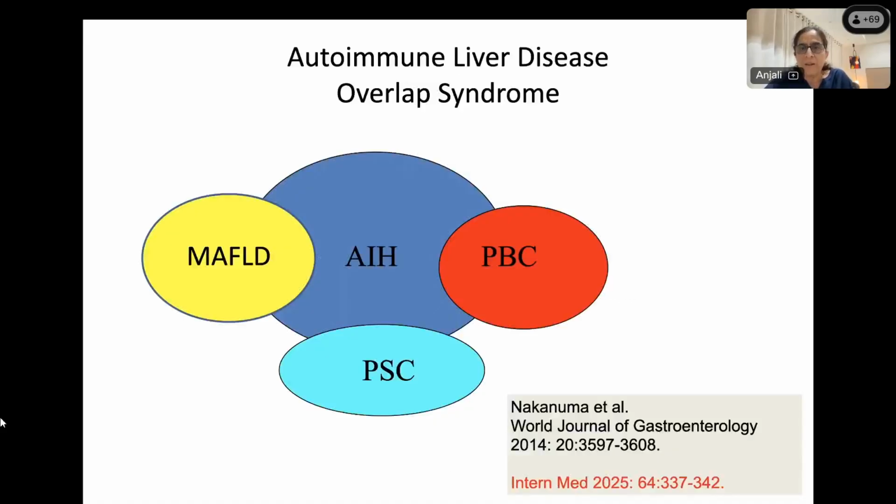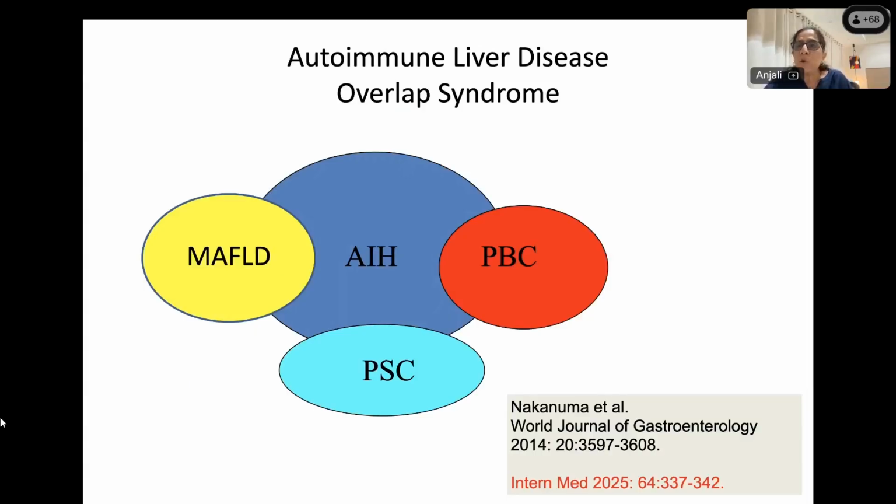Now this is my second last slide. I would like to say here that almost 80% of cases of autoimmune liver diseases are chronic liver diseases, but there are 10 to 20% which are acute autoimmune liver diseases. But overall, autoimmune liver diseases have a lot of overlap with other liver diseases. So AIH, autoimmune hepatitis, can have overlap with primary biliary cirrhosis. They can have overlap with primary sclerosing cholangitis.